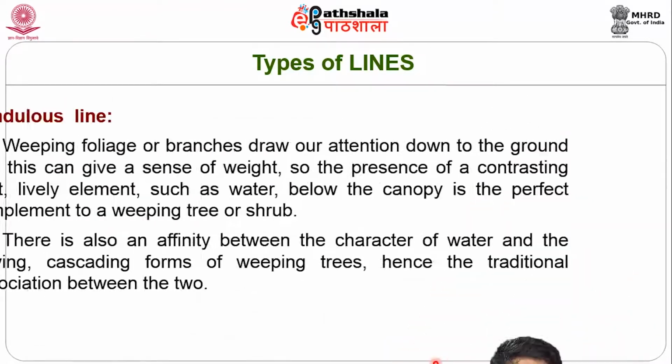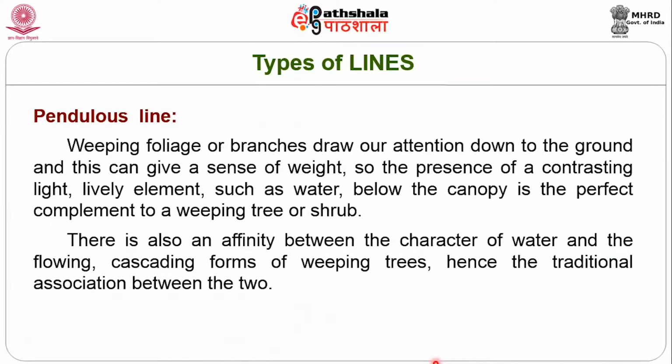So, it is how we mix up and how we set up that particular kind of qualities of the lines themselves. The weeping foliage of branches draws our attention down to the ground, and this can give a sense of weight. So, it looks like the entire weight is sitting on the ground itself. So, the presence of a contrasting lively element such as water below the canopy is the perfect complement to a weeping tree or shrub. So, since these pendulous lines are going down to the ground, if a light element like water or a river bed is coming very close to these pendulous lines, then it gives a very good contrast in terms of how we use and look at the quality of these lines themselves.